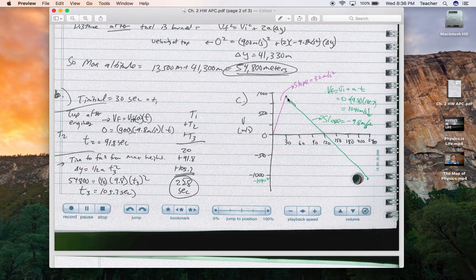The final thing is drawing a velocity time graph for this. So the key thing with this is during the first 30 seconds, you've got a slope of positive 30 meters per second squared. During the last 198 seconds, you've got a slope of around negative 10, negative 9.8 meters per second squared. And so it's going to end up with a velocity downward of about a negative 1,040 meters per second right before it hits.